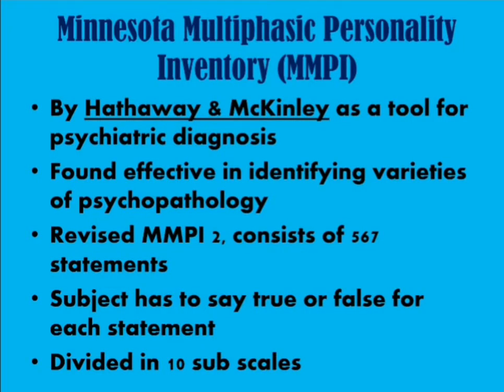Moving on. The Minnesota Multiphasic Personality Inventory was developed by Hathaway and McKinley as a tool for psychiatric diagnosis. However, it was found more effective in identifying varieties of psychopathology. The revised version consists of 567 statements. Now the respondent has to say either true or false to these statements. And this is divided into 10 subscales.